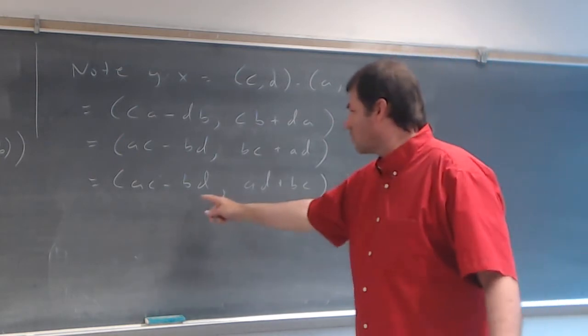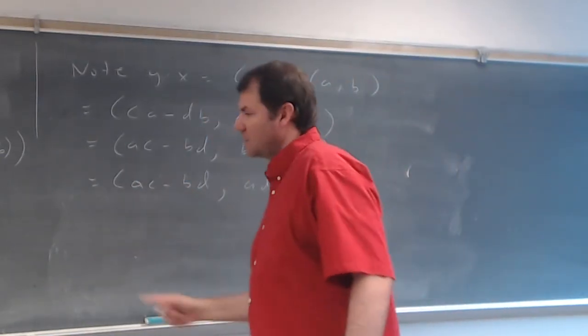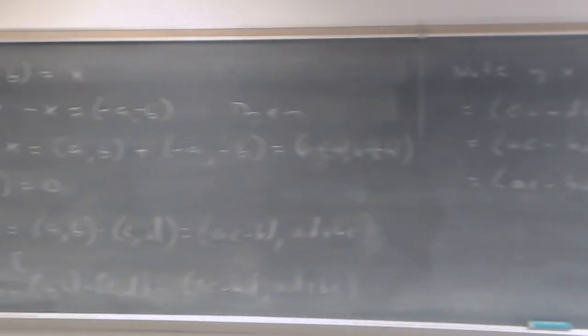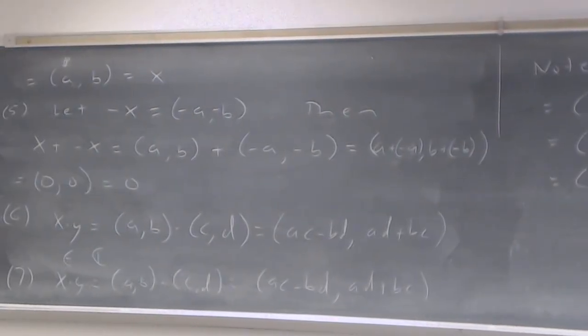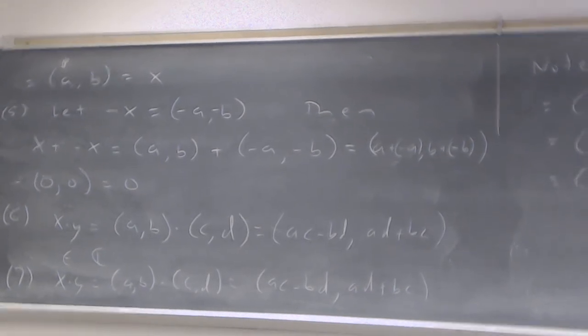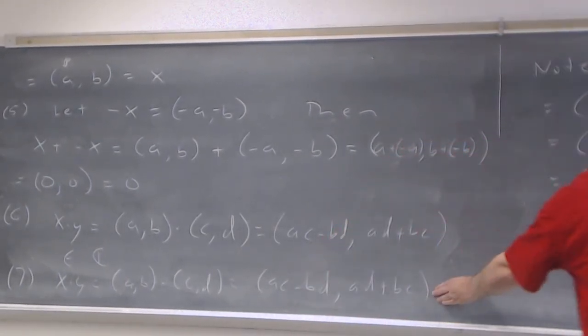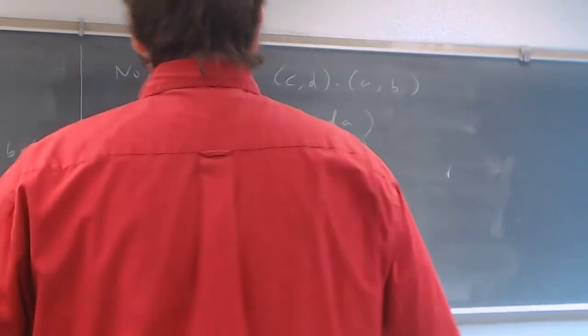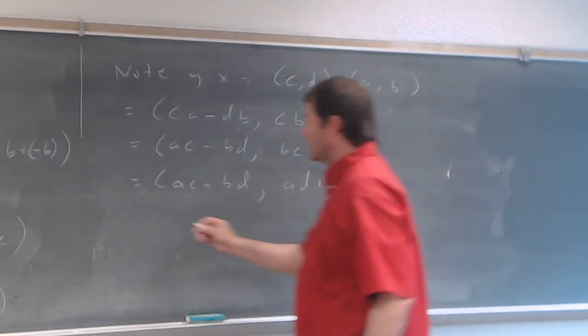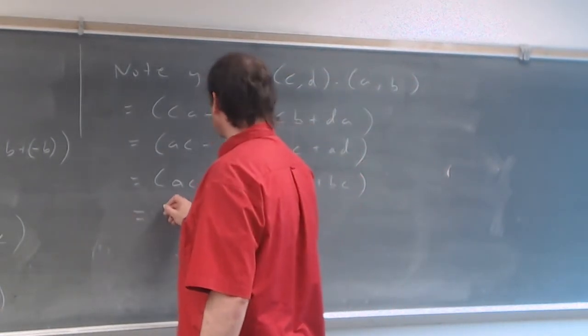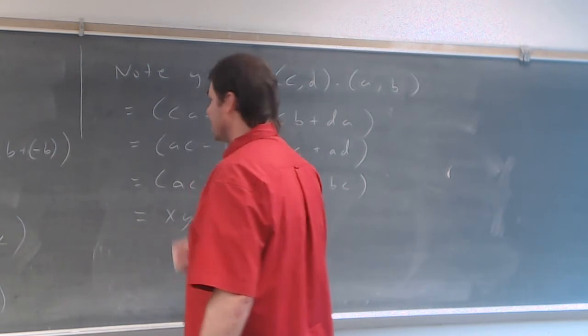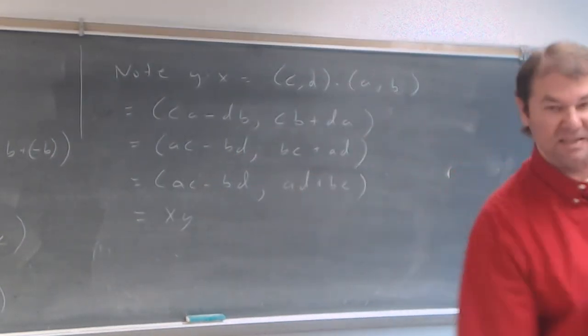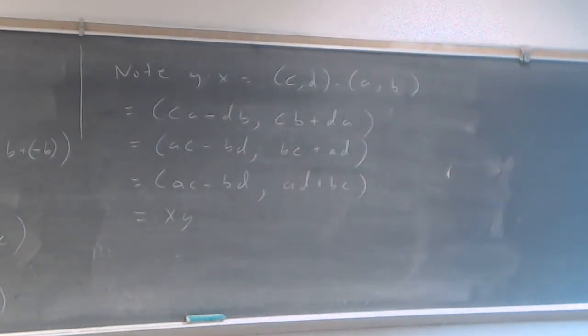So if you look here at what y times x is, and you look back to see what x times y is at the bottom of the screen, you see that this formula for x times y and this formula for y times x are the same. And so y times x is equal to x times y. So that shows the commutativity for multiplication.